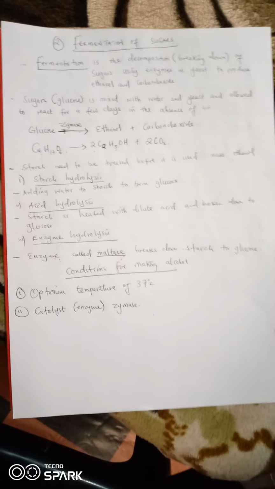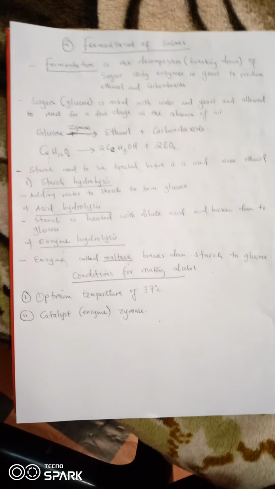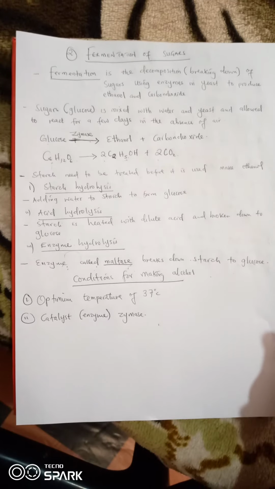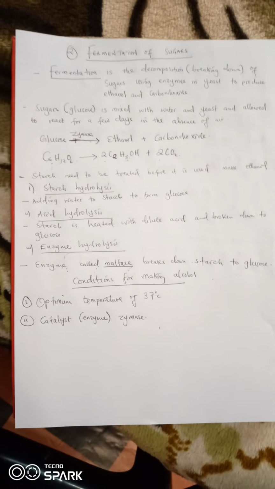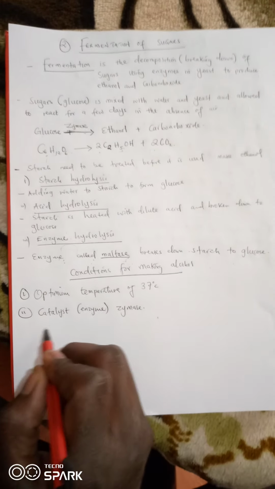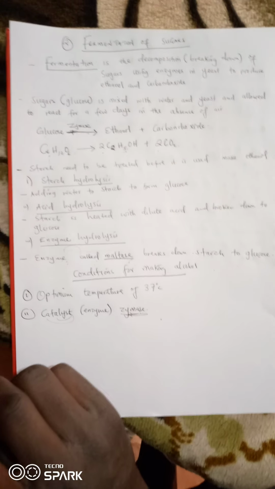1, there must be an optimum temperature of 37. Why? Because it is a temperature at which enzymes work well. When the temperature is beyond this 37, beyond 40 probably, enzymes won't work and you won't have alcohol. You need also to have a catalyst, which is called the zymase, for alcohol to be formed.